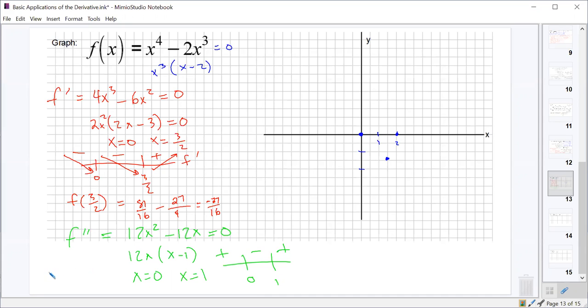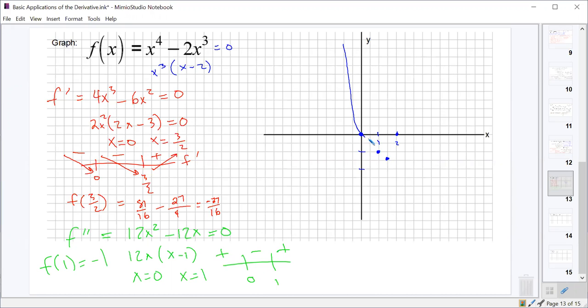So the important point here ought to be f of 1. What's f of 1? Looks like negative 1. And it would appear that I have a function that is decreasing all the way from negative infinity to 3/2, but it changes in concavity from concave up to concave down at 0.